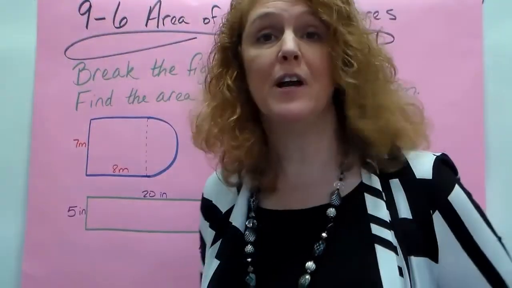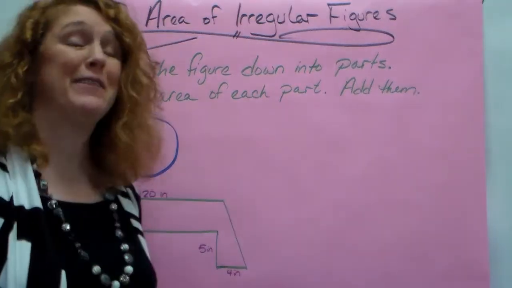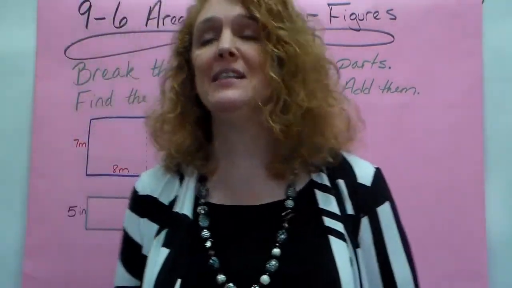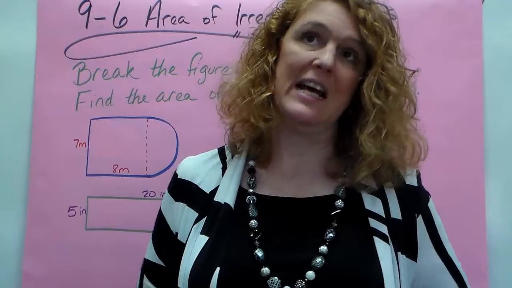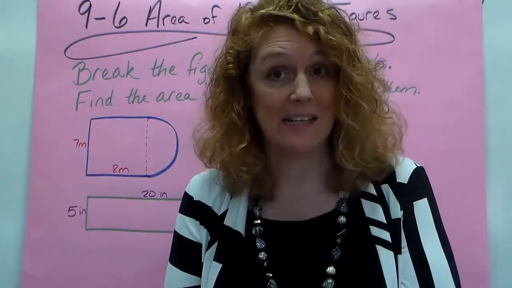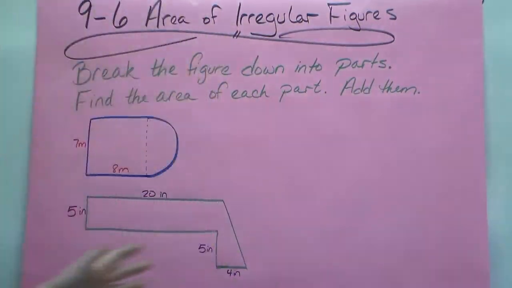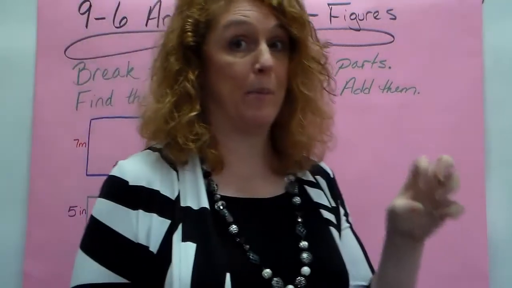And welcome to Chapter 9, Section 6. This is all about finding the area of irregular figures. Now, the secret to irregular figures is knowing that they're made up of basic shapes: circles, squares, triangles, rectangles, things like that.